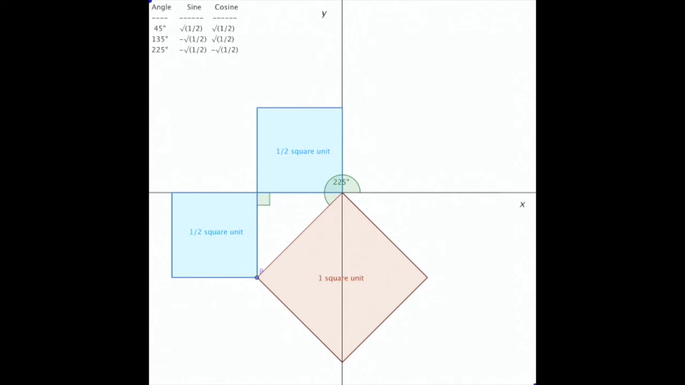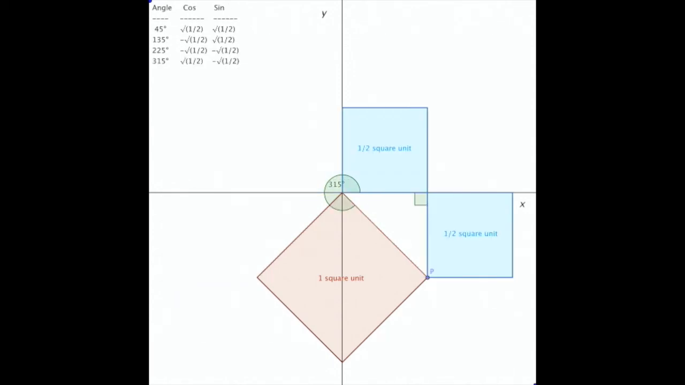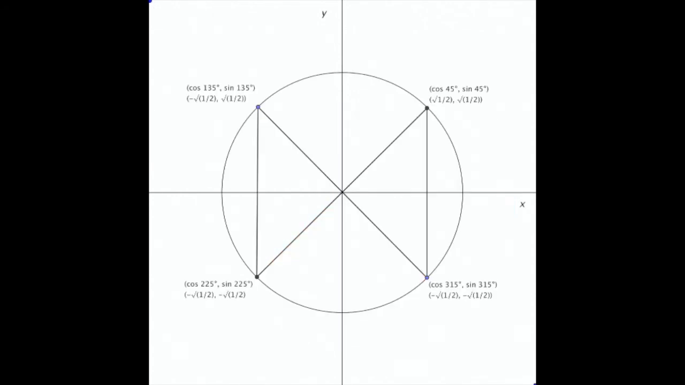Notice that the sine and the cosine are now both negative. Rotating another 90 degrees, the sine stays negative, but the cosine has become positive once again. Here's a summary of those results. You can pause the video if you want to study it a little bit further.